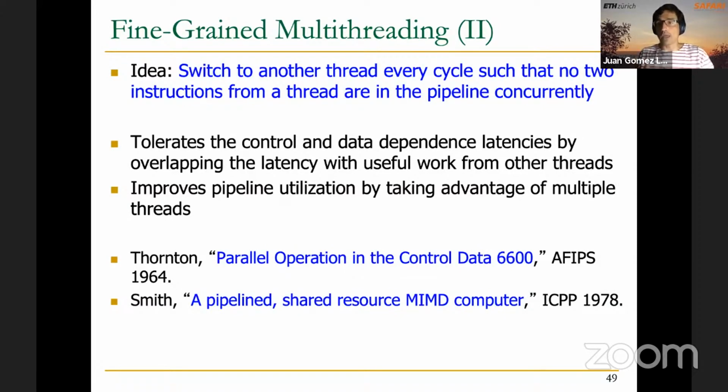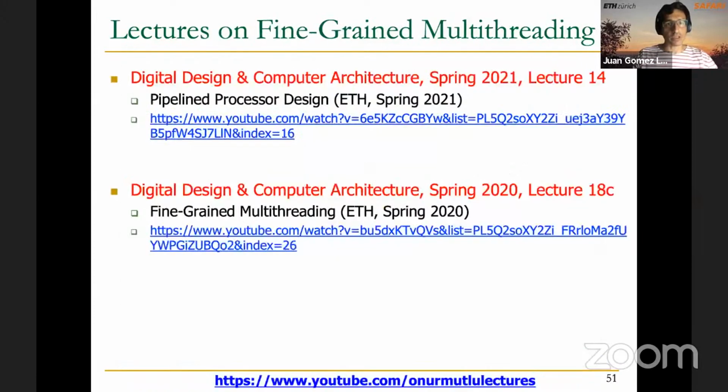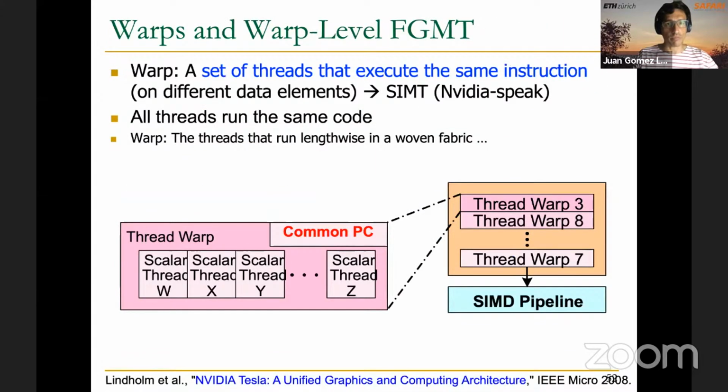So the way that GPUs hide this long latency for the access to the DRAM is by executing other instructions from other warps onto the pipeline. And this way we have this latency hiding mechanism. If you want to learn more about fine-grained multi-threading, I would also recommend this lecture 14 taught by Professor Mutlu in the past spring semester. And here you have two more links to two more lectures on fine-grained multi-threading.